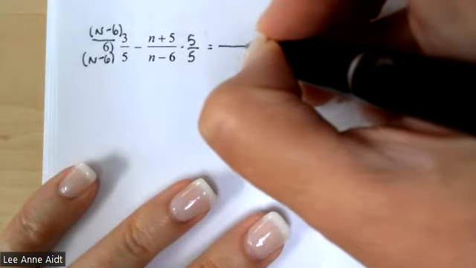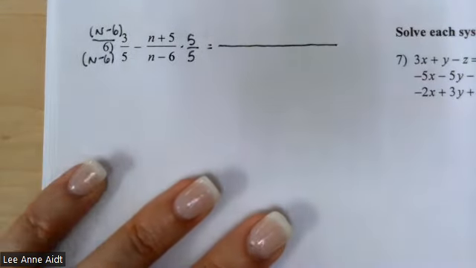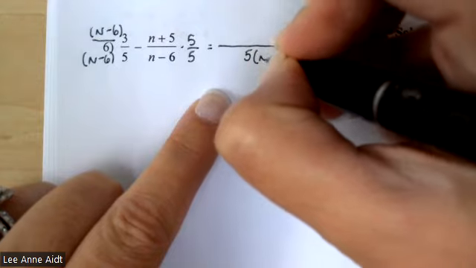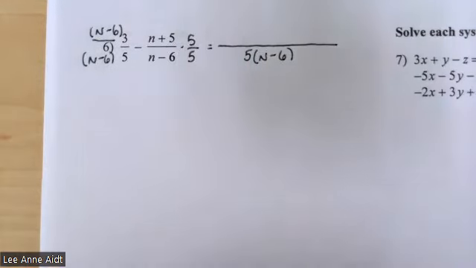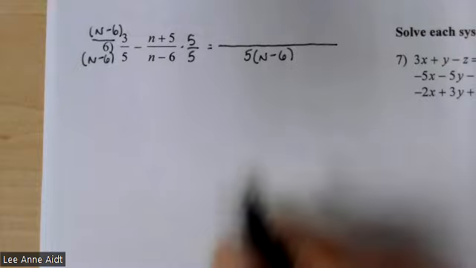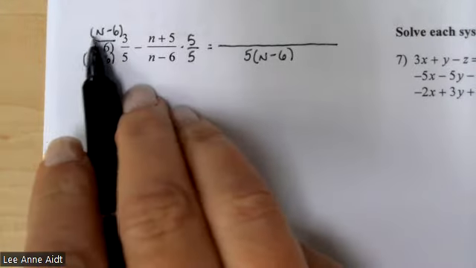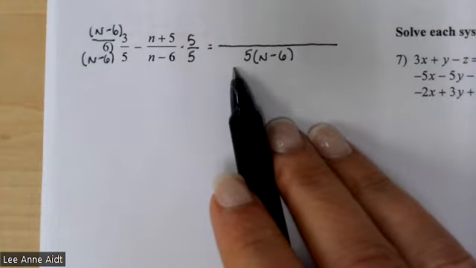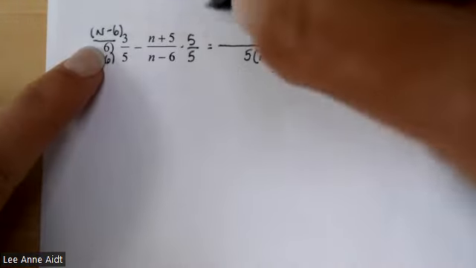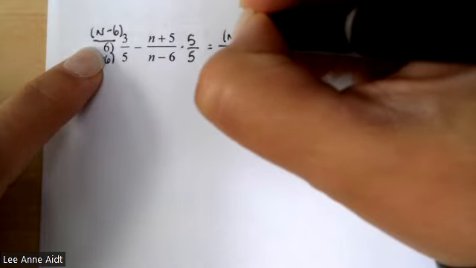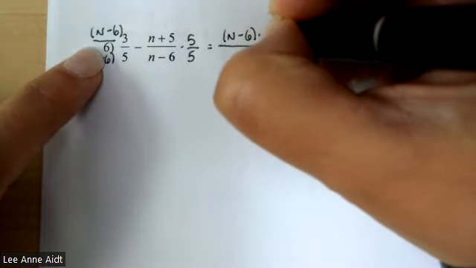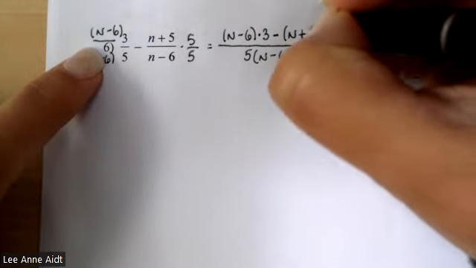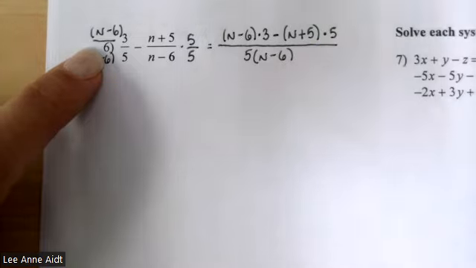Okay. Now make a really long fraction bar. The bottom is just going to be 5 times n minus 6. We're just going to leave it like that. So remember, subtract across the top, bottom stays the same. I just put the 5 in the front because I think it looks nicer. Okay, so I'm going to put n minus 6 times 3 minus n plus 5 times 5.